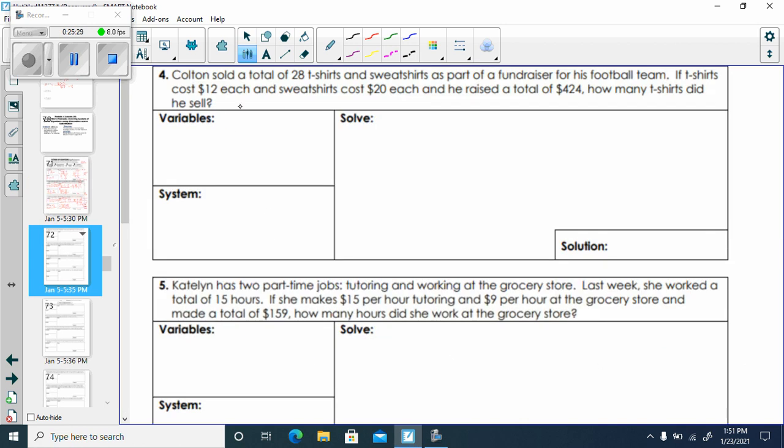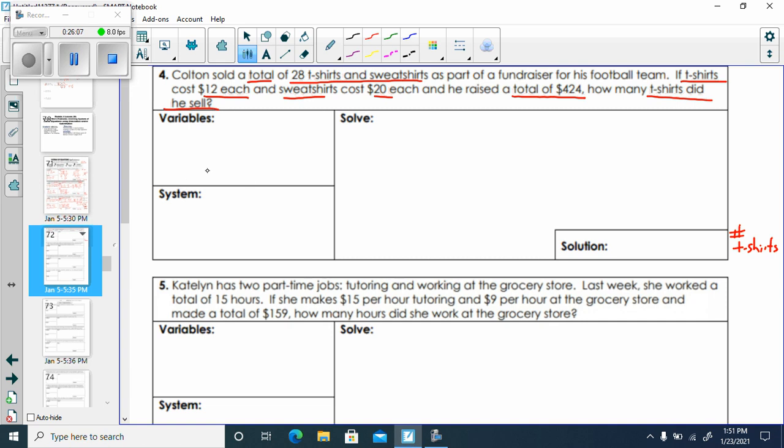Number 4. Colton sold a total of 28 t-shirts and sweatshirts, okay? As part of a fundraiser for his football team. T-shirts cost $12 each. Sweatshirts cost $20 each. He raised a total of $424. How many t-shirts did he sell? Number of t-shirts is what we want to know, right? That's what we're looking for.